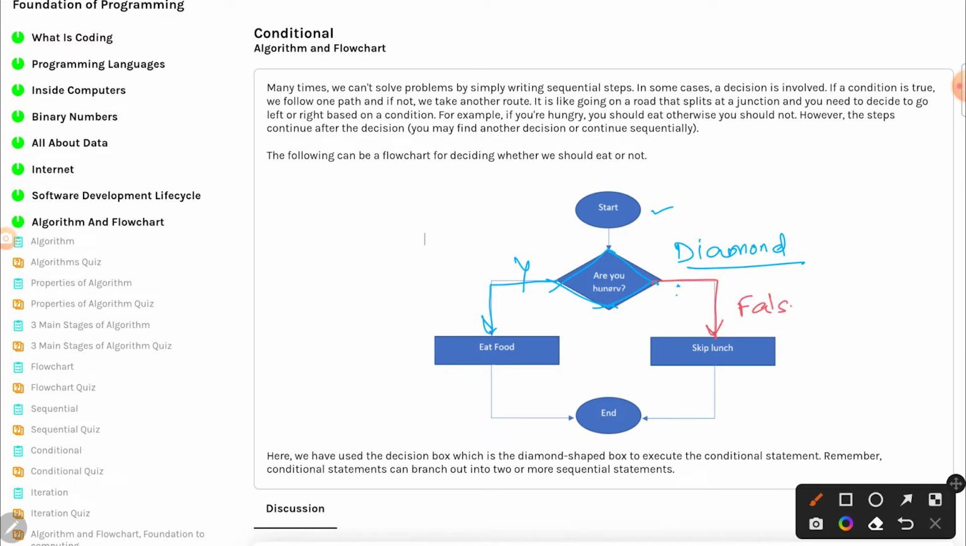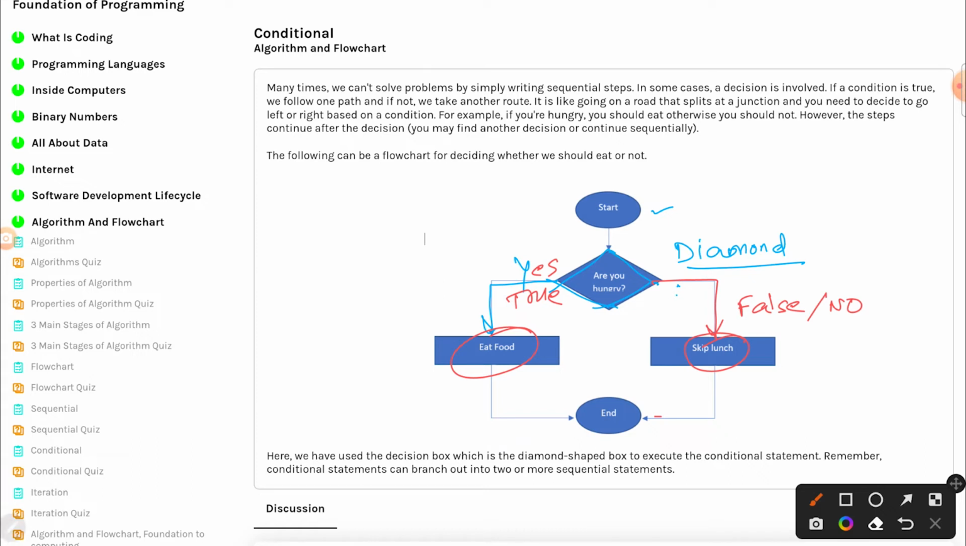or the answer is no, yes or true, then you want to eat food. If you are not hungry, then skip the lunch today. But in both the cases, after this, you go and end it. There is no further processing. This is for an example.